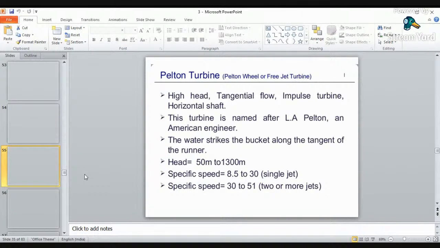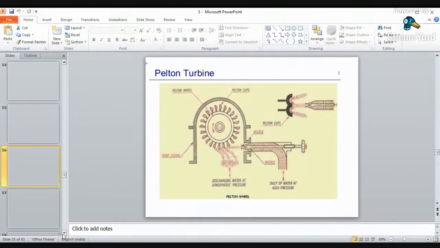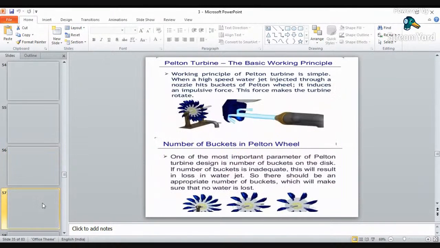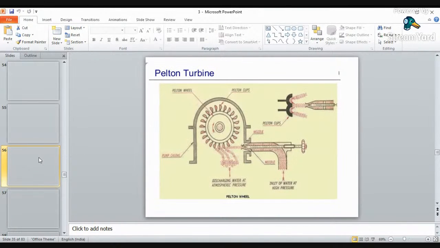This turbine was discovered by the American engineer L.A. Pelton. So what are the various parts or components of the Pelton wheel turbine? It has a nozzle or a spear, a penstock, a casing, a bucket, and a runner. A nozzle is used to increase the kinetic energy of the water that is going to strike the buckets or vanes attached to the runner.